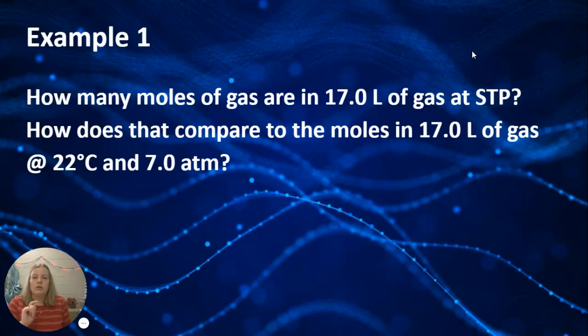Okay, so here's the first example. How many moles of gas are in 17 liters of gas at STP? So standard temperature and pressure. Second part of this is, how does that compare to the moles in 17 liters of gas at 22 Celsius and 7 atmospheres? And I feel like that's a legit question, right? If I've got this gas at STP, if I have it at different conditions, how is that going to work? So do that one.